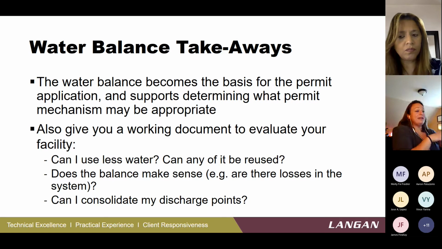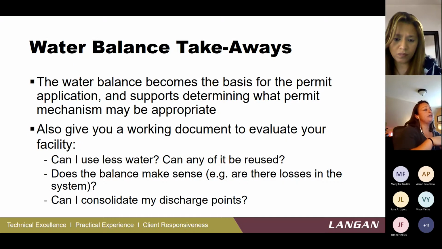Does your water balance make sense? Are there losses in the systems? You have pipe leaks. Is there something that's running all the time? And then, can I consolidate my discharge points? You may find that you can combine like effluents, and we'll talk a little bit more about this in the next section. But can I consolidate like effluents to minimize how many places I might need to sample with my permit?